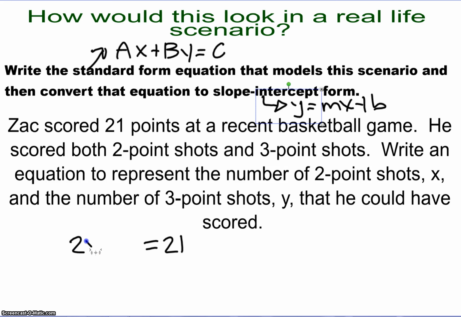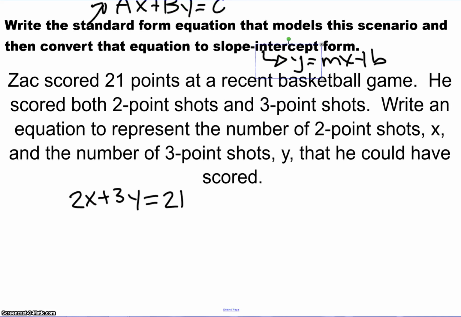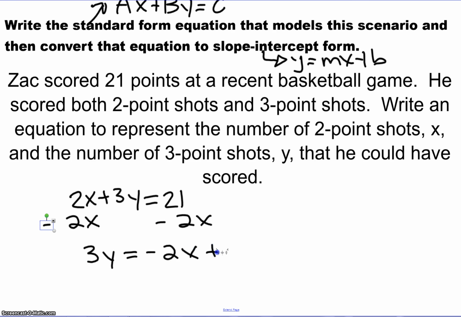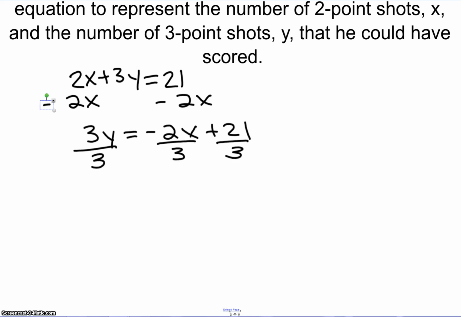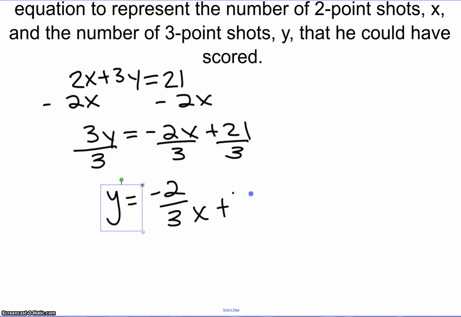So you have 2x plus 3y equals 21. So do exactly what we've been doing. You're trying to get y by itself. So 3y equals negative 2x plus 21. Divide by 3. y equals negative 2/3 x plus 7. And there's your answer. That'll tell you how many 3-point shots, and then you can figure out what x is to figure out how many 2-point shots.